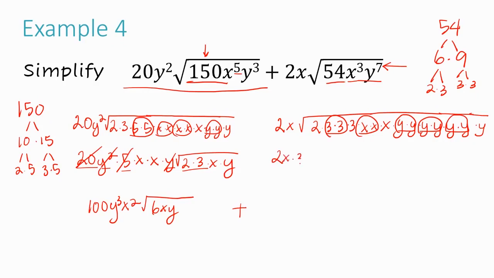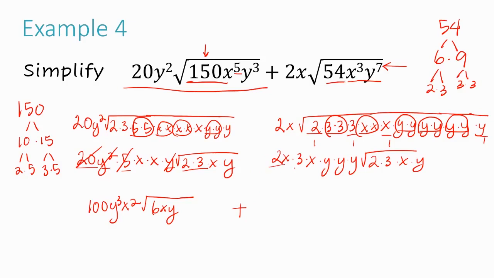2x times 3 times x times y times y times y. Okay. And then all of the other numbers that did not get taken out get left under the radical. Okay. So I got a 2, a 3, an x, and a y. Now I'm going to multiply everything together that can be multiplied. And I'm going to write that answer next to the plus sign.